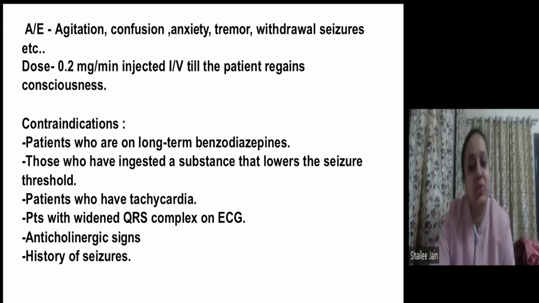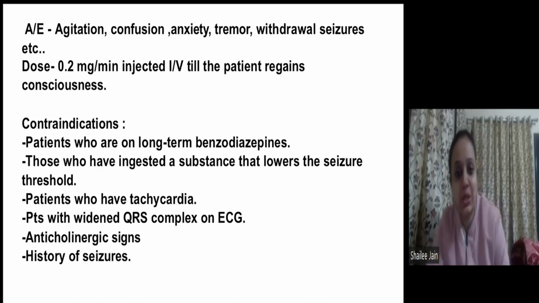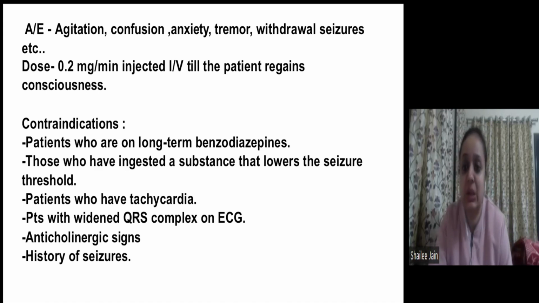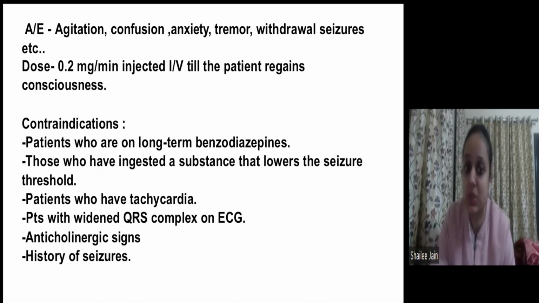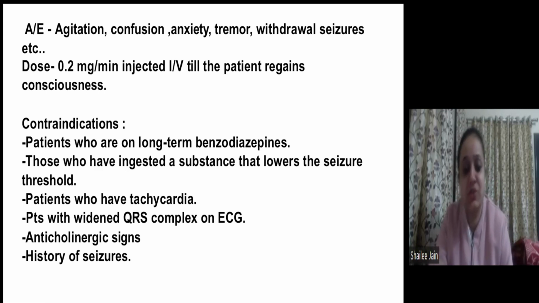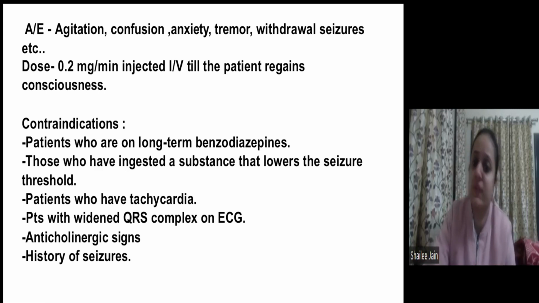And what are the contraindications? We should not use flumazenil in patients who are on long-term benzodiazepines, or those who have ingested a substance that lowers the seizure threshold, because this can trigger seizure. Also patients who have tachycardia, patients with wide QRS complex on ECG, patients with anticholinergic signs or a history of seizures.